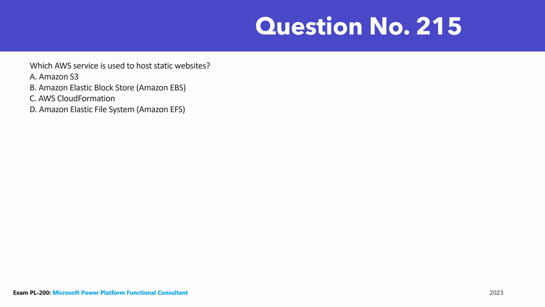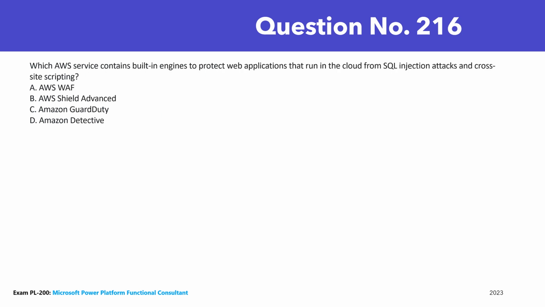Which AWS service is used to host static websites? A. Amazon S3. B. Amazon Elastic Block Store, Amazon EBS. C. AWS CloudFormation. D. Amazon Elastic File System, Amazon EFS. Correct answer, A.